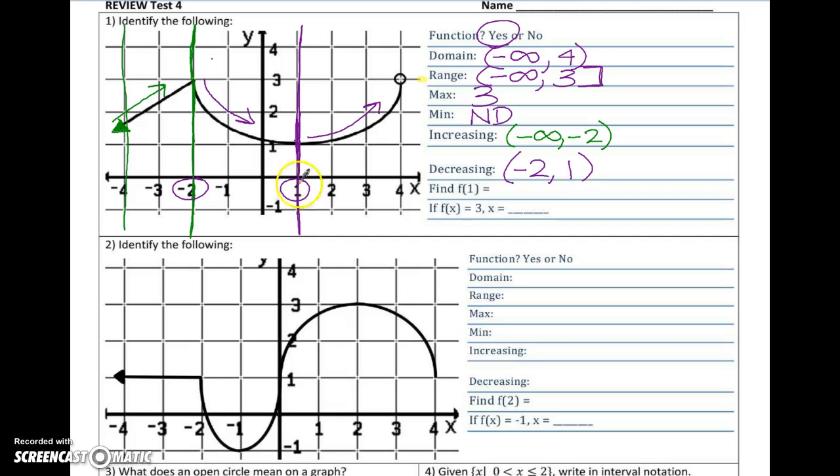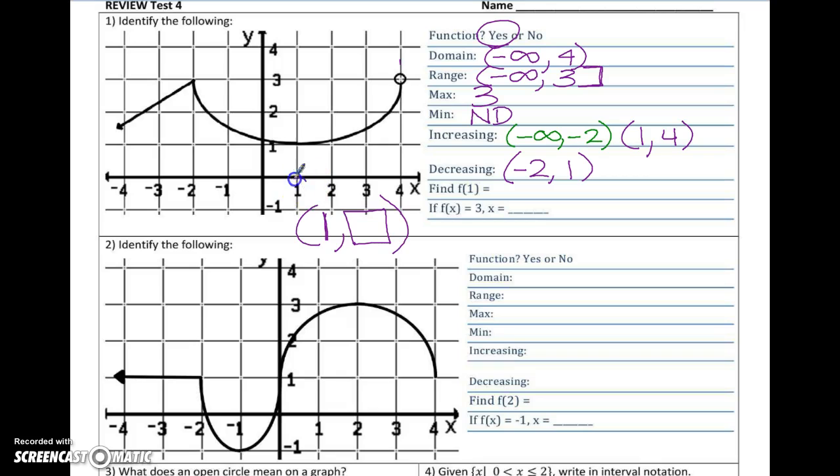And so from +1 to +4, the graph is increasing again. So for this, I'm going to list it back up here on the increasing. It increases from 1 to 4. On the next part, find f of 1. So the 1 is really our x value. That's our input. It's telling us this is really the same as if I said, okay, if x is 1, what is y?